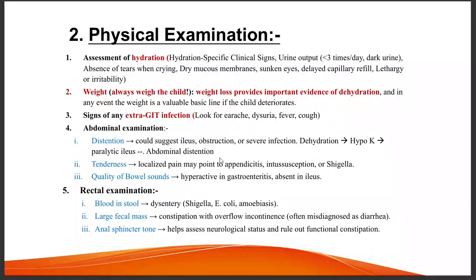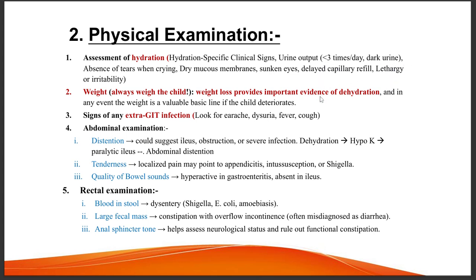And then for the physical exam, some things that you want to do is assess for dehydration. There are things that you look at to tell that this child is actually dehydrated. For example, urine output: if it is less than 3 times in a day, or is it dark urine, the absence of tears when crying, dry mucous membrane. So you look at the mouth, are they dry? Sunken eyes. Are the eyes going inside? And then delayed capillary refill time, if it is more than 3 seconds.